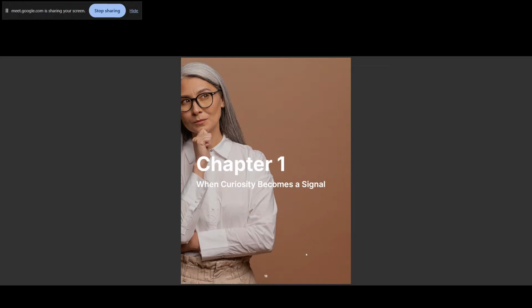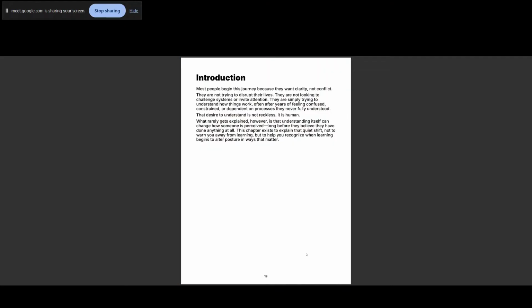Chapter 1. When curiosity becomes a signal. Introduction. Most people begin this journey because they want clarity, not conflict. They're not trying to disrupt their lives. They're not looking to challenge systems or invite attention. They're simply trying to understand how things work, often after years of feeling confused, constrained, and dependent on processes they never fully understood.